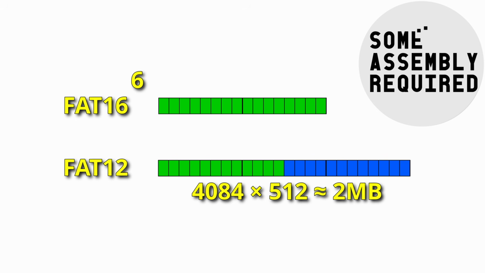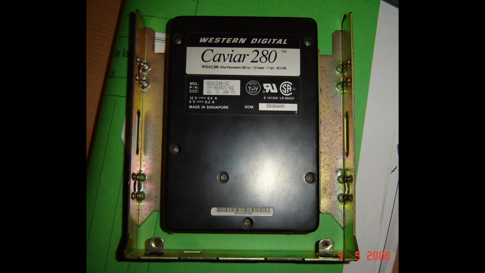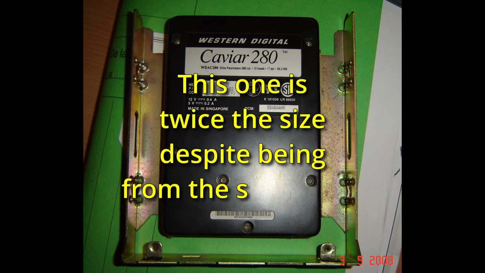FAT16 allows up to 65,000 blocks. Well, 65,536. Assuming 512 bytes per block, that allows the file system to grow to 32 megabytes. That is not very big. For reference, I got my very first hard disk in 1991. It was a Western Digital Caviar series, and it was 40 megabytes in size.